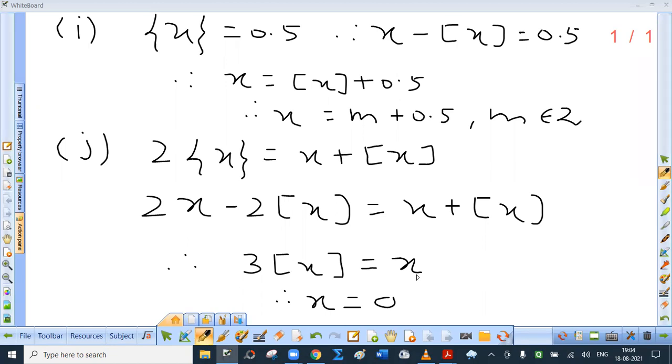Okay. Now you may say that it can be multiple of 3. No. Suppose you take x as 3. Then what is step 3? 3. 3 into 3, 9. Is 9 same as 3? No. So we can also argue that the only integer whose 3 times that integer is the same is nothing but 0. And that is why x equal to 0.